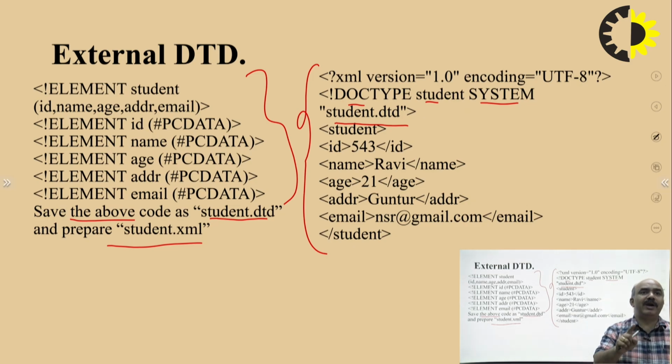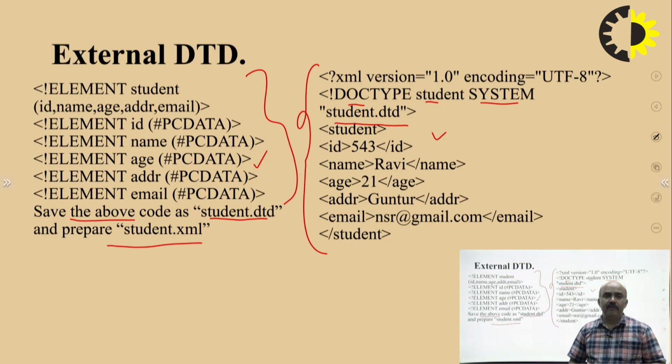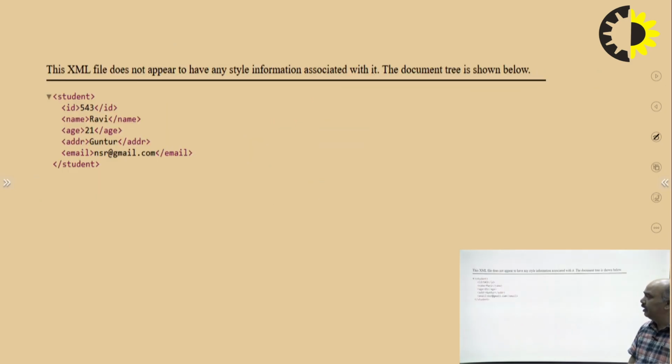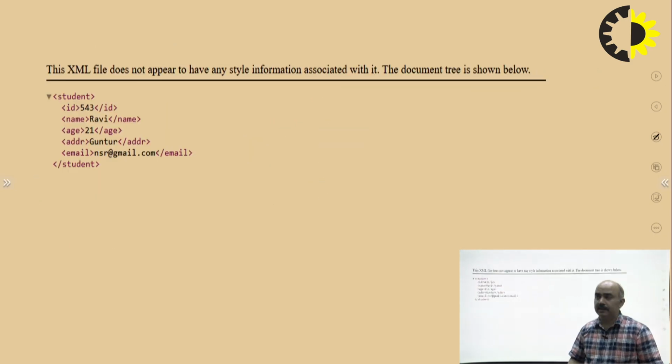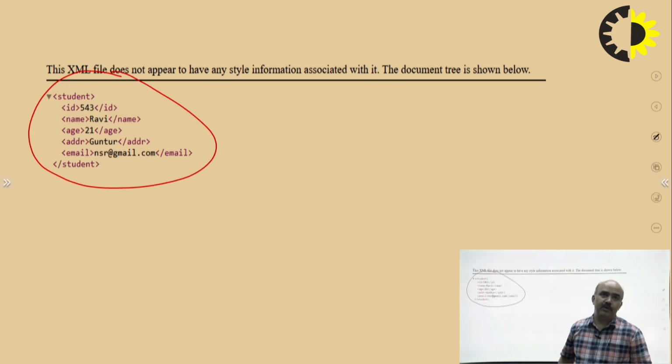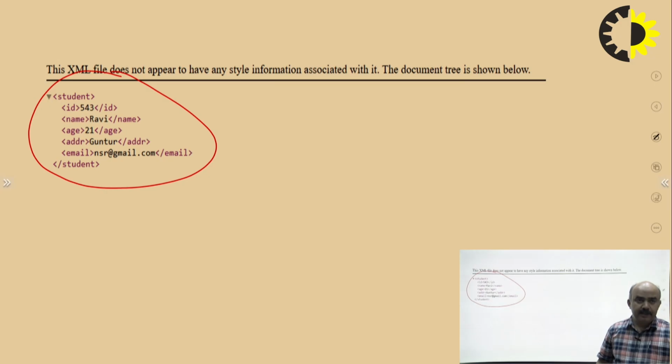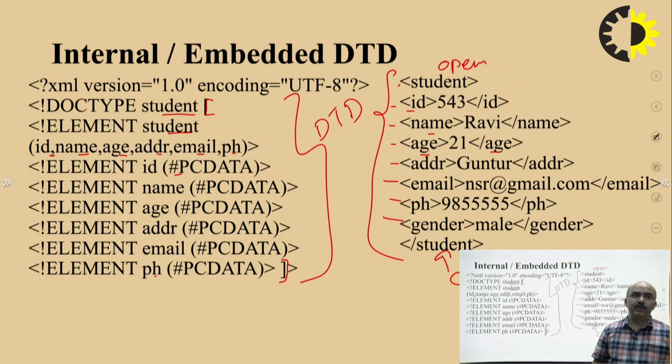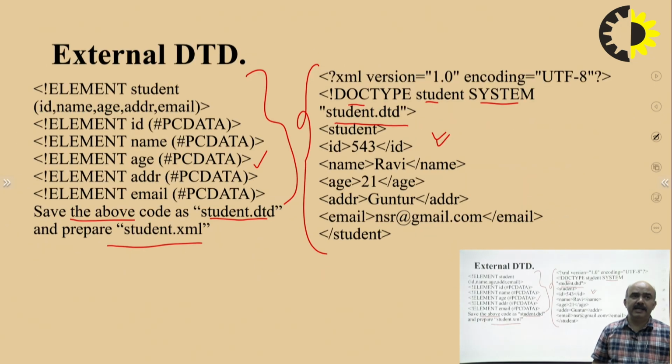Otherwise, we have to provide the path of the folder in which the DTD file is saved. Once the file is given, you save it. This will be saved separately as a DTD, and the XML saved as another file. When you open this file, it will look like this. If there is any error, it will not be displayed here. So these are the two ways through which we can create a DTD.